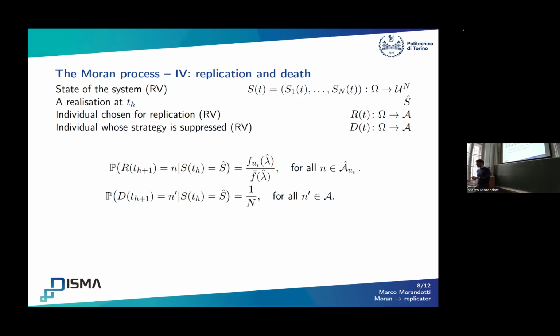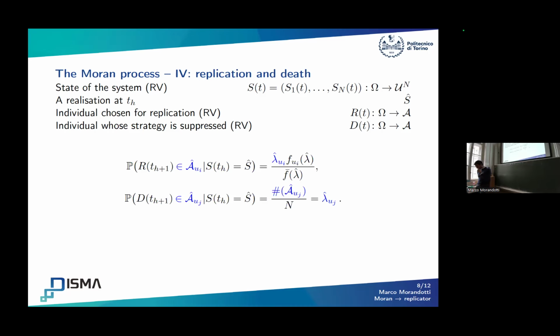Whereas the uniform probability of selecting an agent whose strategy needs to be suppressed is just 1 over n for all the agents in the population. And so if I collect all of them, to see the probability that any random individual chosen belongs to the population that has u_i as a strategy, it is that expression there. And I just count the individuals who have the strategy u_j for the suppression. So basically, these are the two probability measures that I need to look at.